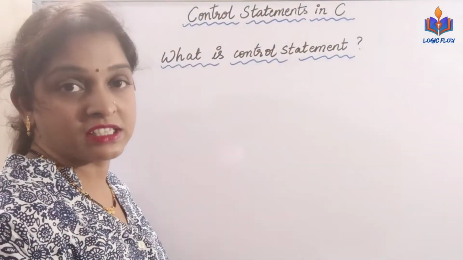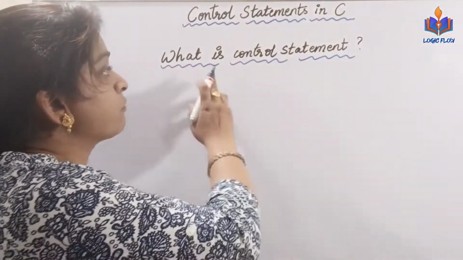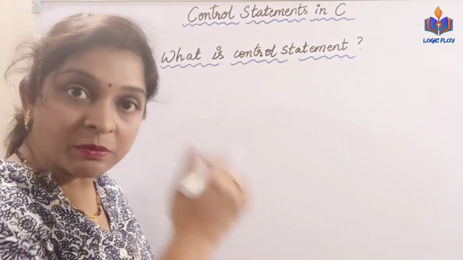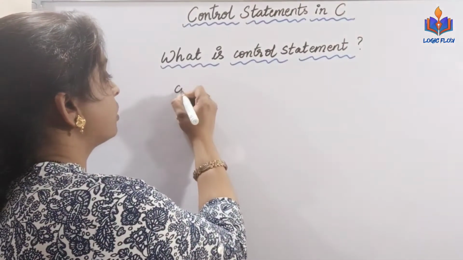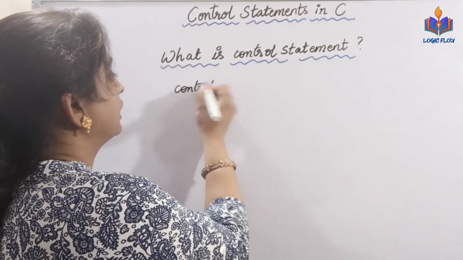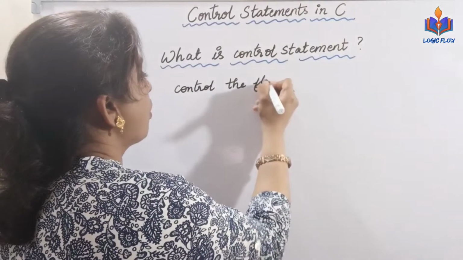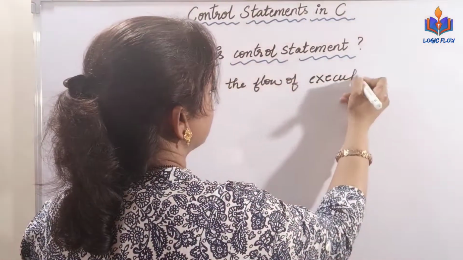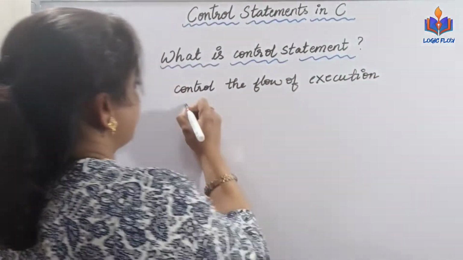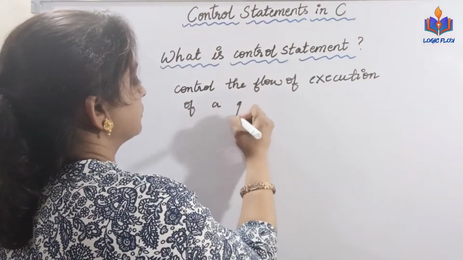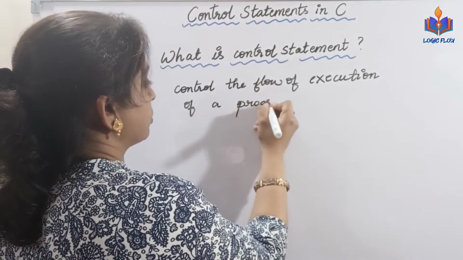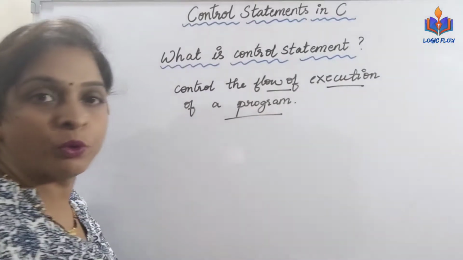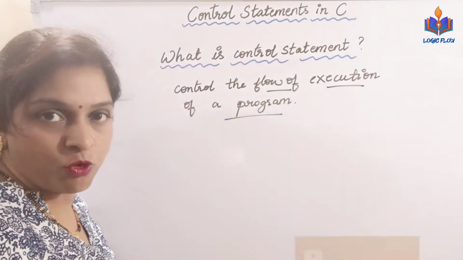Control statements in C. So first of all, we will see what is a control statement. A control statement, as the name itself tells you, is going to control the flow of execution of a program. So a control statement controls the flow of execution of a program. So what is this controlling the flow of execution?